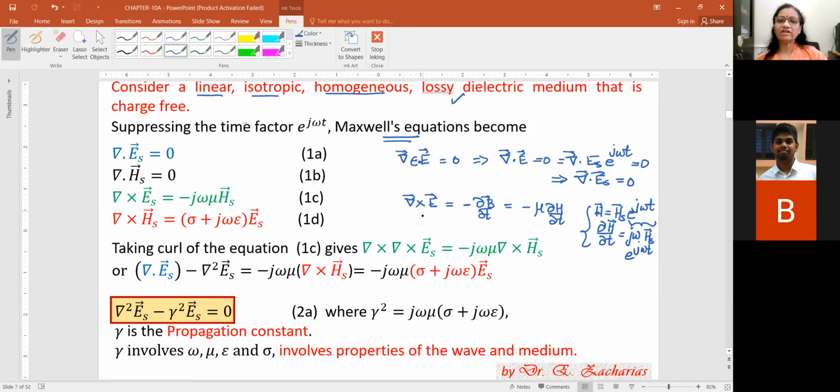Now go to the left hand side of the equation. The left hand side will have del cross Es e to the power of j omega t, and the right hand side has now become minus j omega mu Hs e to the power of j omega t. E to the power of j omega t will cancel on both sides. So are you able to see how you are getting this 1c?